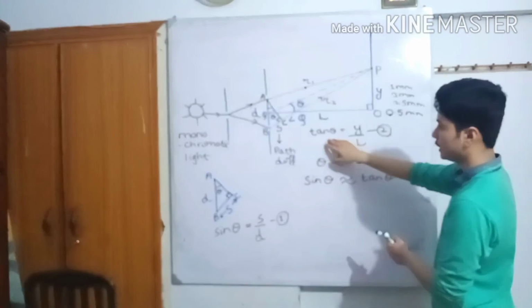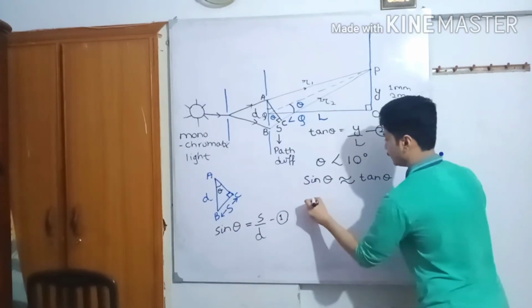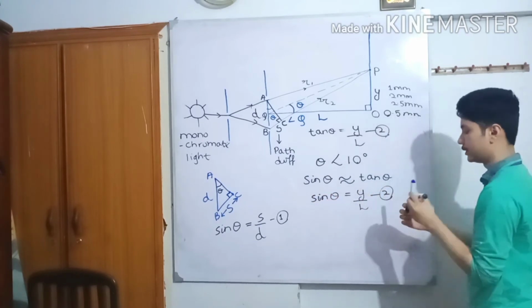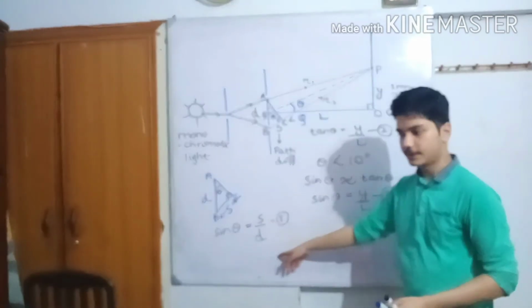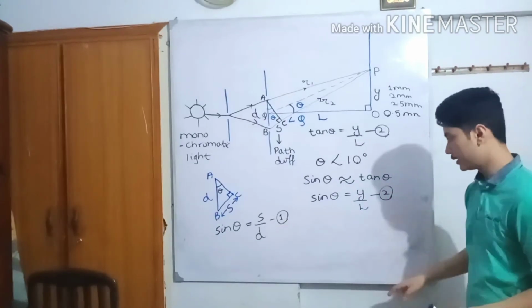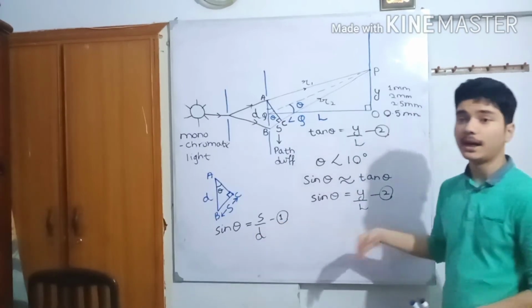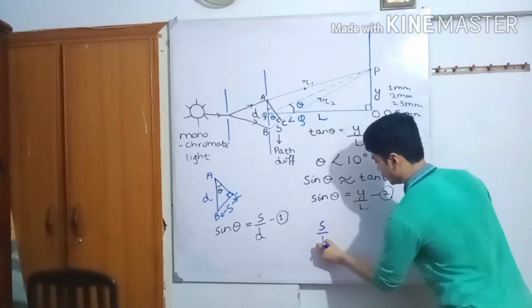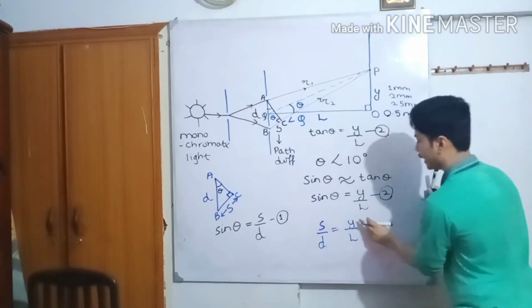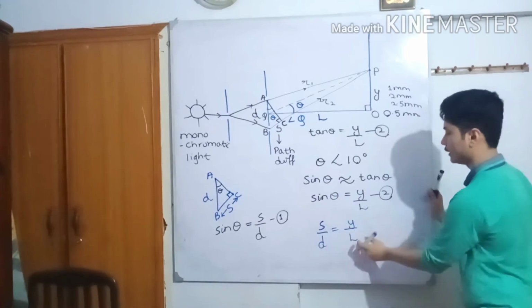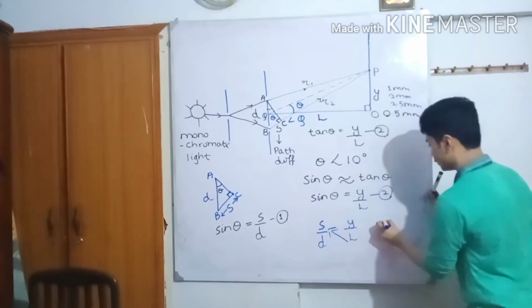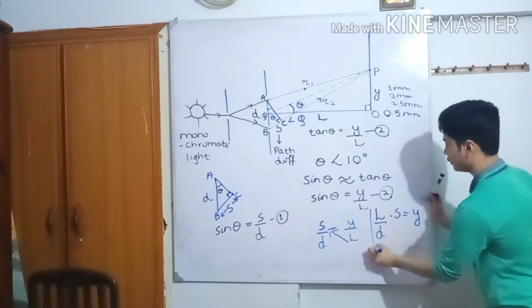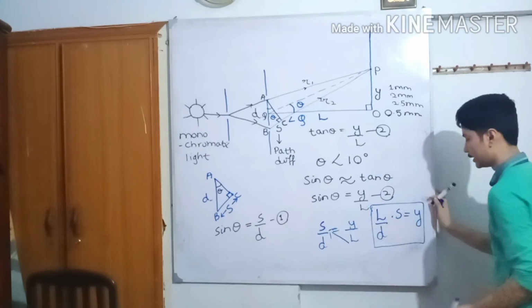So I can write sine theta instead of tangent theta. There we go, sine theta is equal to y over L. This is equation 2, same equation 2. Alright, we have constructed these two equations, equation 1 and equation 2. Both left hand sides are the same, so we can compare them and write a single equation: S over D is equal to y over L. I need to find the value of y, so let's move L to the left hand side. So L over D times S is equal to y. This is the equation we have generated from Young's double slit experiment.